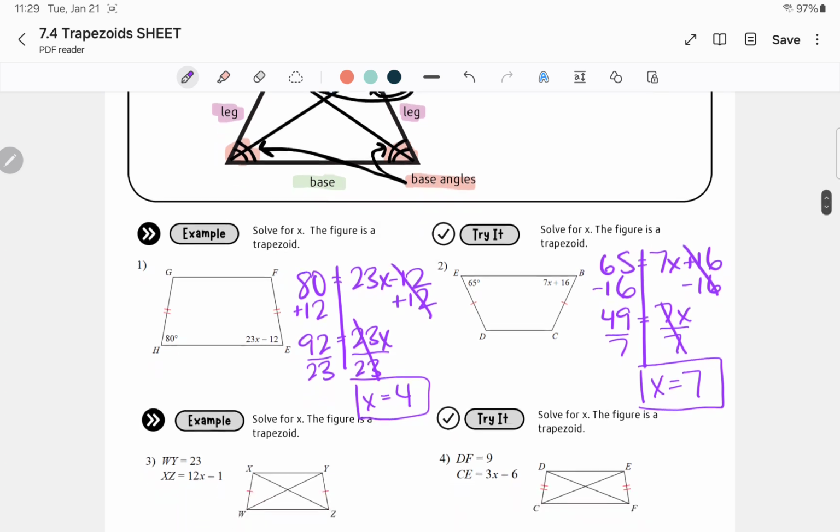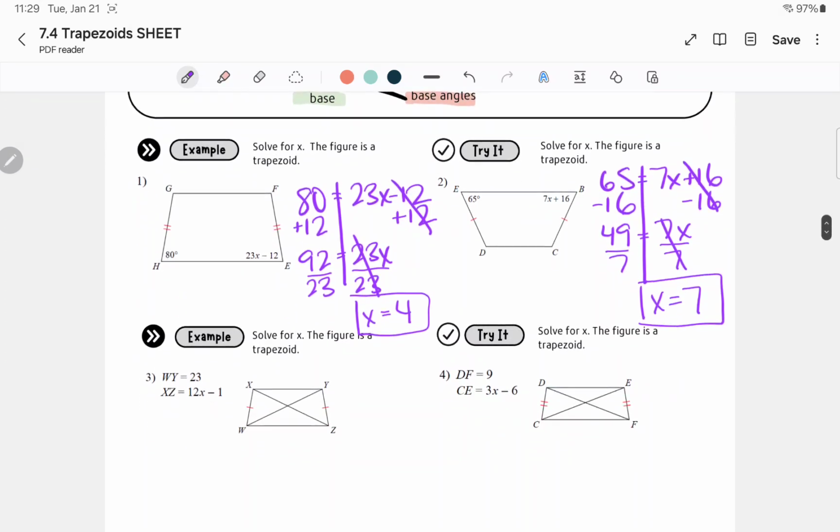So our next example involves the diagonals. It says solve for x, the figure is a trapezoid. But again, we know it's an isosceles trapezoid because these legs are congruent. So that means the diagonals are congruent. So these are just going to be equal to each other. WY is going to be equal to XZ. So 23 is equal to 12x minus 1.